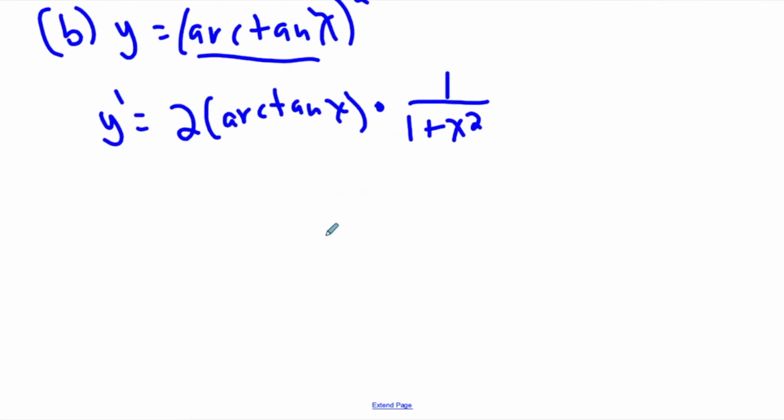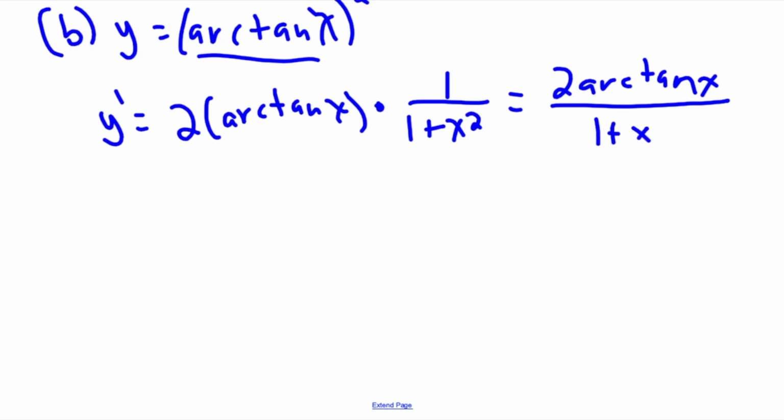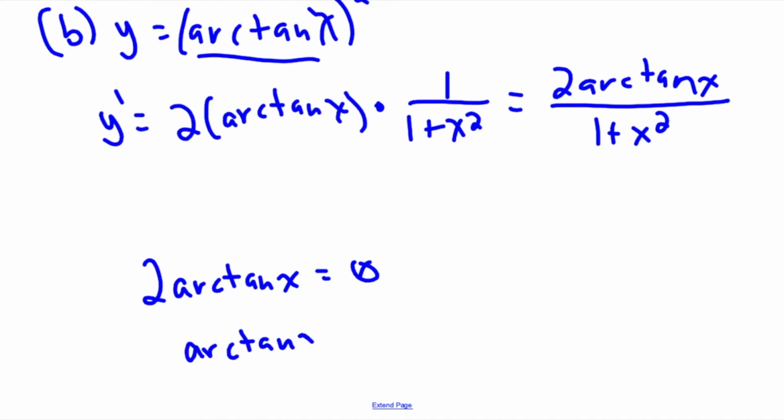So if we want to see where this, 2 arctan x over 1 plus x squared, is equal to 0, we just set the numerator equal to 0. So the numerator, 2 arctan x equals 0, where does this happen? Well, you can divide the 2 over, if that helps you to see it any better, but hopefully you realize that arctan equals 0 when x equals 0. So there is only one critical value here, and that is when x is equal to 0.